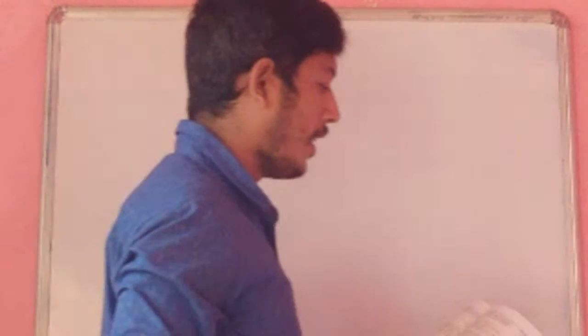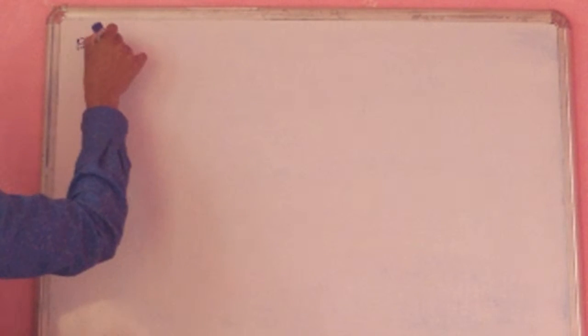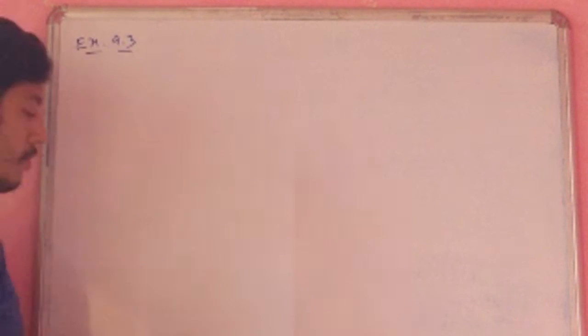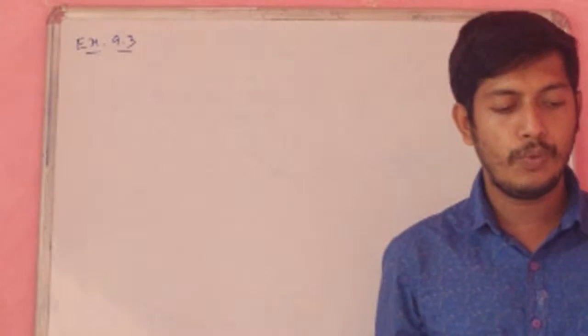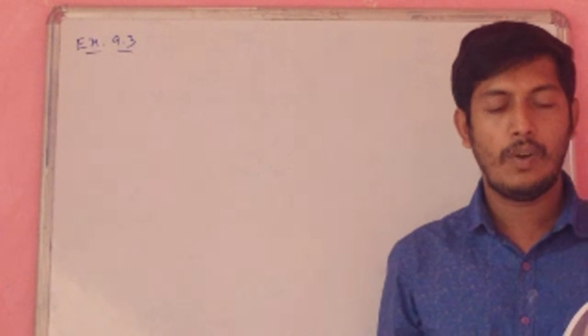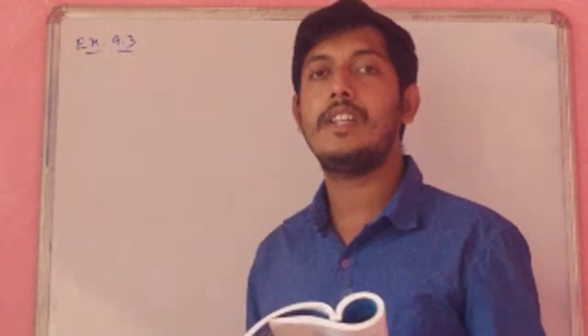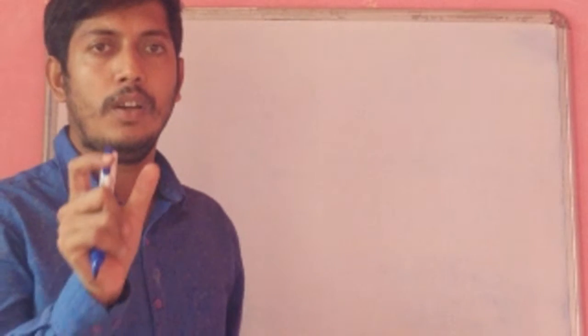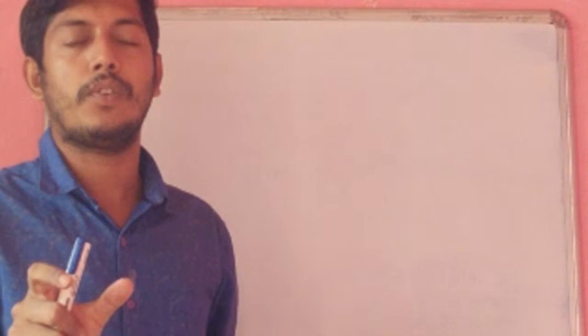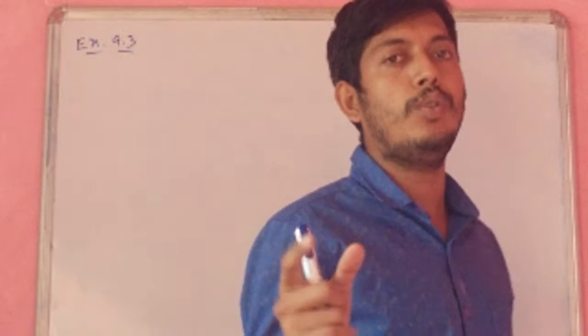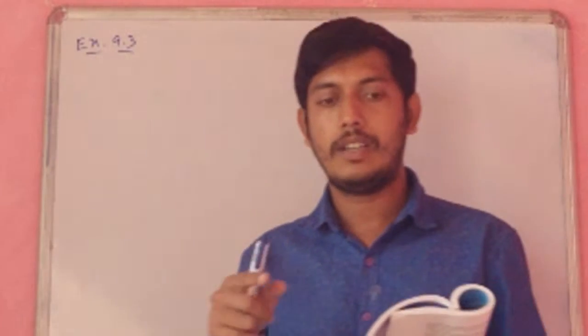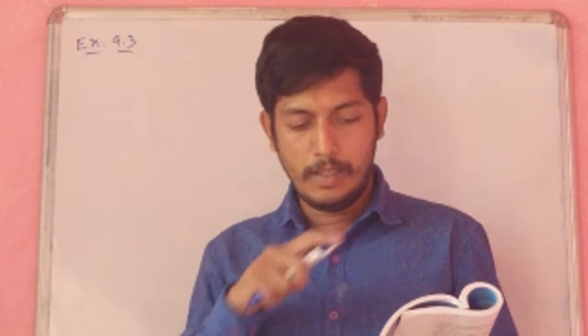So in example 9.3 it is given that a motor car is moving with a velocity of 108 km per hour. Kilometer per hour is not the SI unit, so we have to convert kilometer per hour into meter per second. I will ask about that later. First I will read the question.